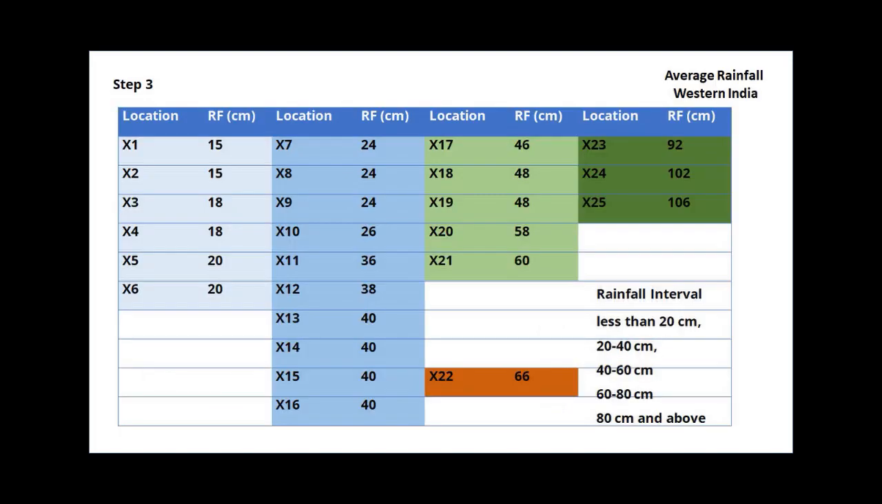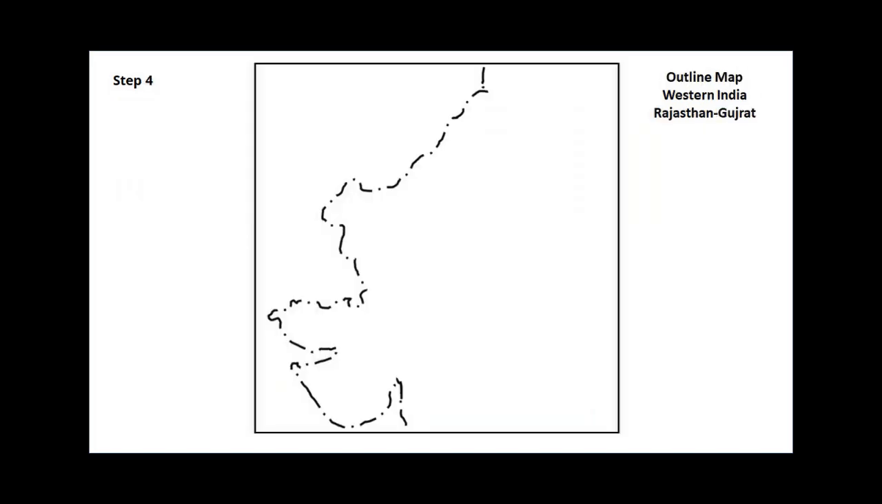Step 3. Select appropriate rainfall intervals. Determine the rainfall intervals you want to represent on the map. In our case, we'll use intervals of less than 20 centimeters, 20 to 40 centimeters, 40 to 60 centimeters, and more than 60 centimeters. Feel free to adjust these intervals based on the available data and the desired level of detail. Step 4. Choose a base map. Select a suitable base map of Western India that includes Rajasthan and Gujrat. You can use a physical map or a political map as a base to add your Isopleth data.